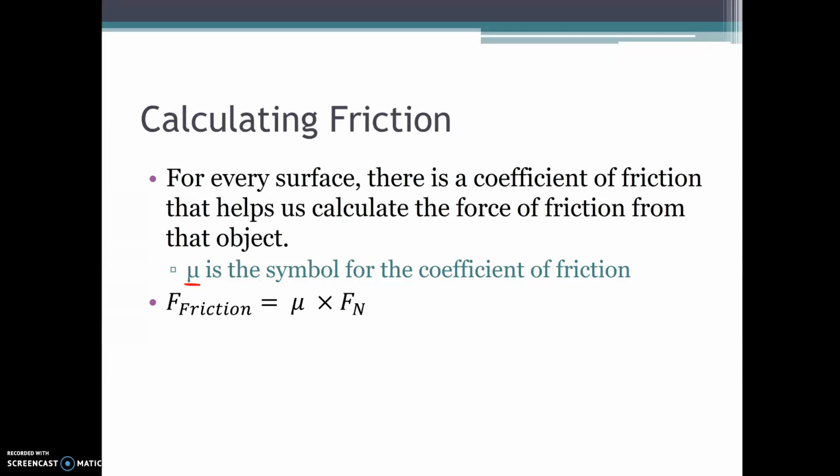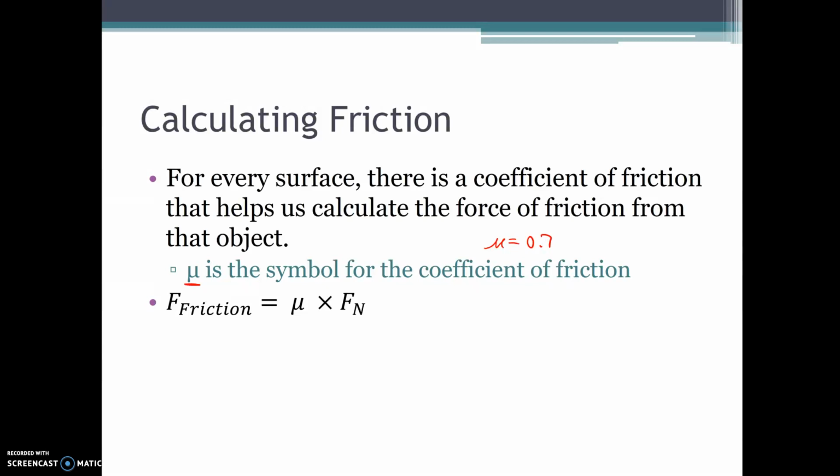My wife and I are actually remodeling a part of our house, and we were looking at tile the other day, and one of the things on the tile packages was the coefficient of friction, or the mu, for those different types of tile. So it said mu 0.7. That was the coefficient of friction that we were given for that type of tile. So this is something that's used even beyond a science classroom.